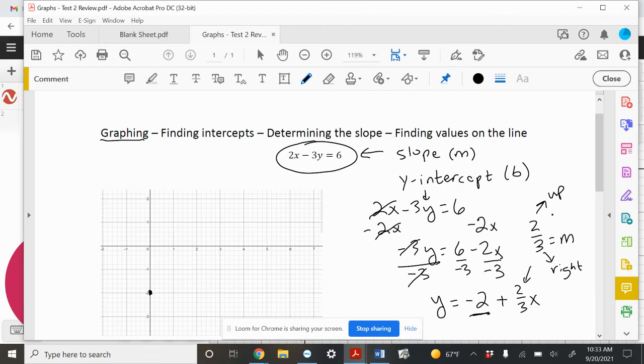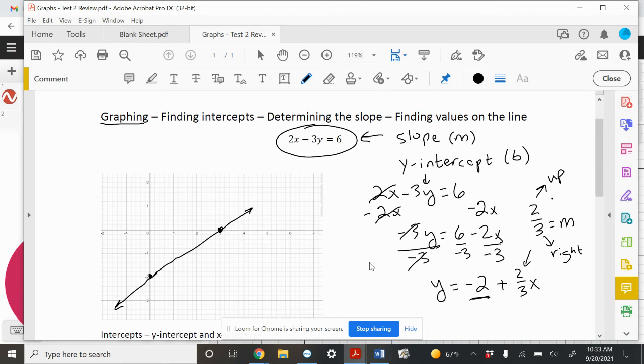So this says go up 2. So 1, 2, and then to the right 3, 1, 2, 3. So this would be my other value. It happens to be my x-intercept where it crosses the x-axis. And then what we're going to do, of course, is draw a line between those two. So we draw a line, it's going to go through, and it's going to come out on the other side, and it's going to go through that way. So that's what our line will look like. That's how we graph things and how we figure it out.